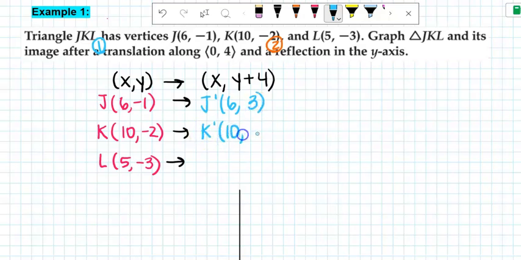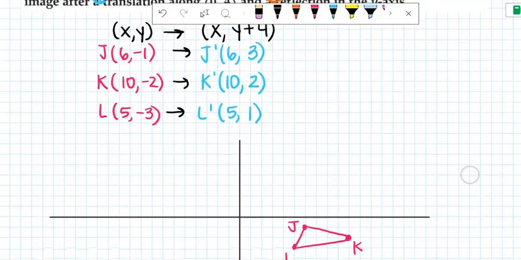Okay, K is moving to 10, 2. And L would go to 5, 1. Okay, and just to double check, we can always just count the blocks 4 up. So 1, 2, 3, 4. 1, 2, 3, 4. 1, 2, 3, 4.